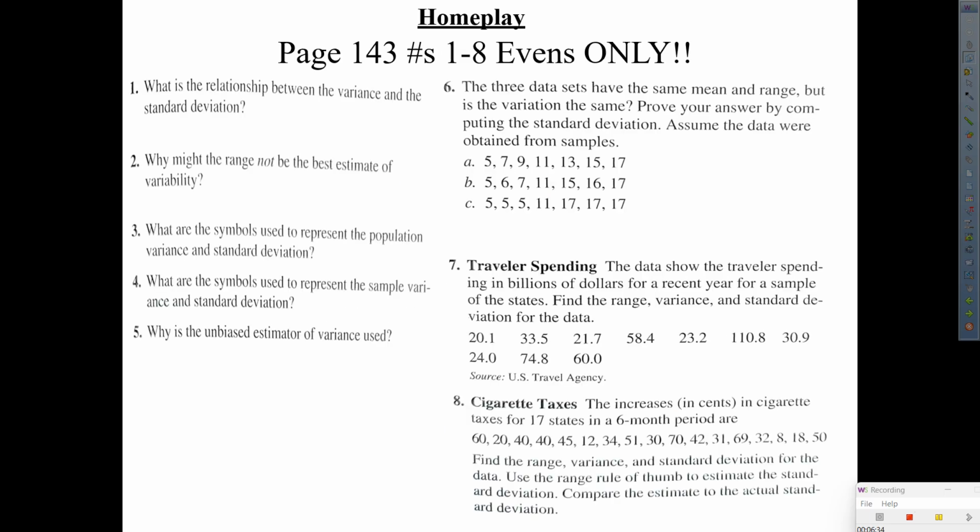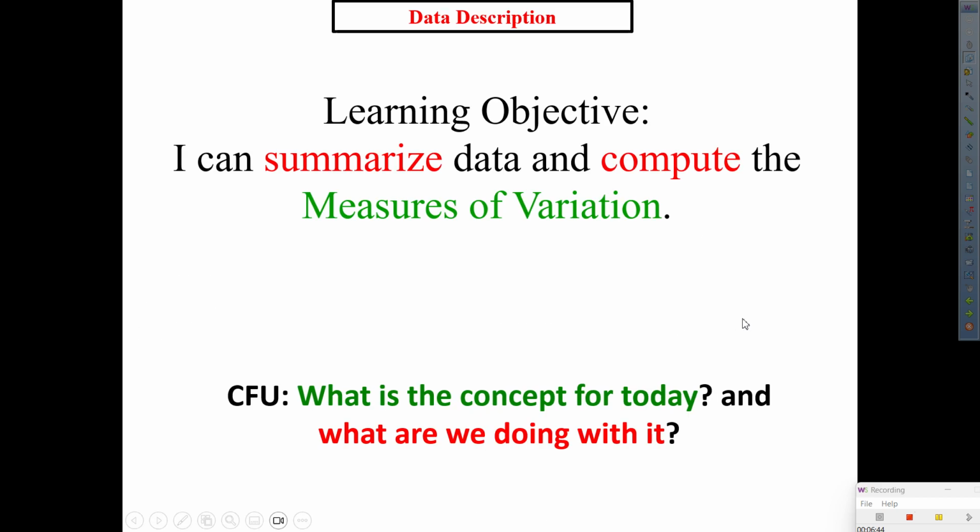All right. So, this is a home play. I'm going to give you plenty of time. Hopefully, at the end of the session before we leave, you can finish as many as you can. All right, here we go. I can summarize data and compute the measures of variation. Write that down.